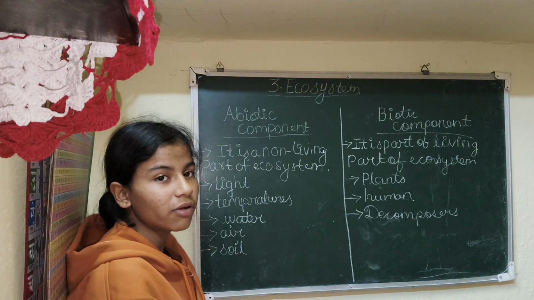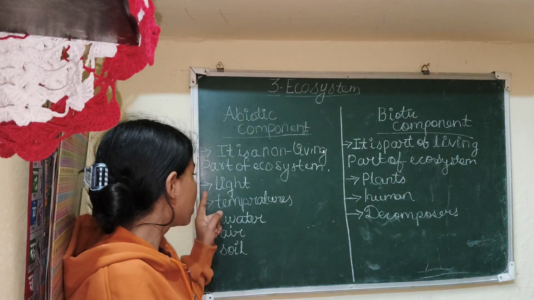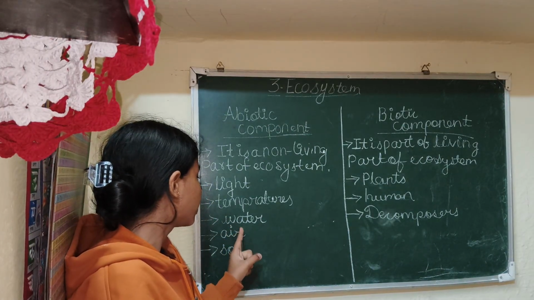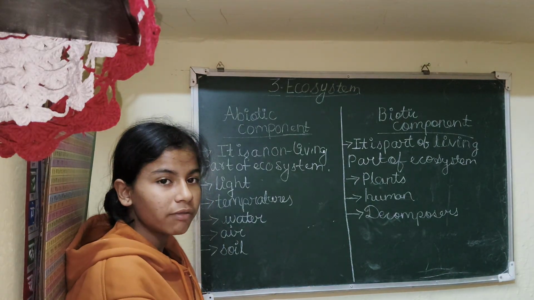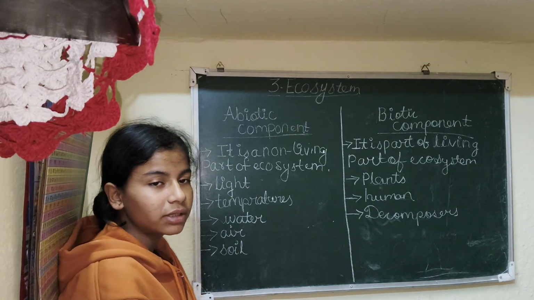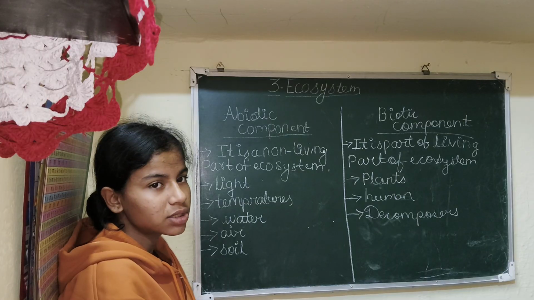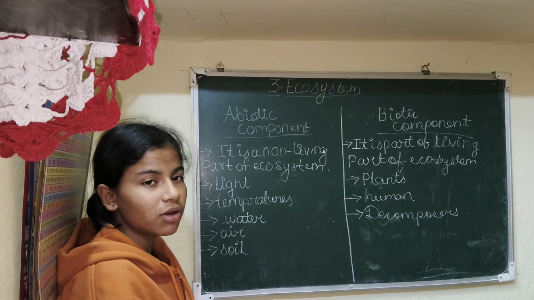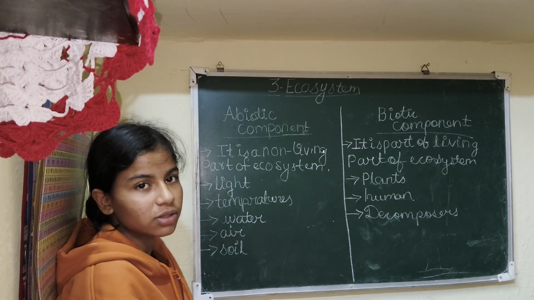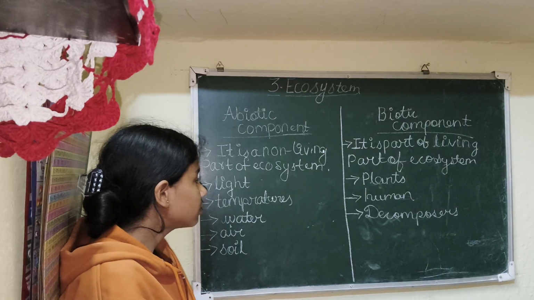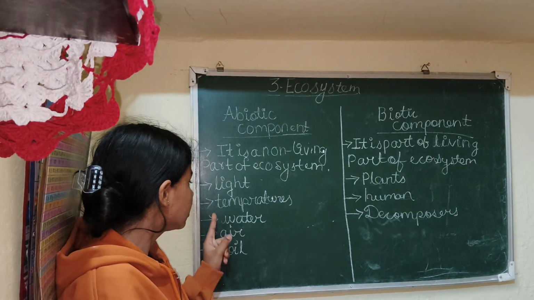Some examples of abiotic components are light, temperature, water, air, soil. So abiotic component means non-living things. It is not that only living organisms are important. Non-living things are also useful to us in daily life, which we can recognize also. So let us briefly discuss these topics.